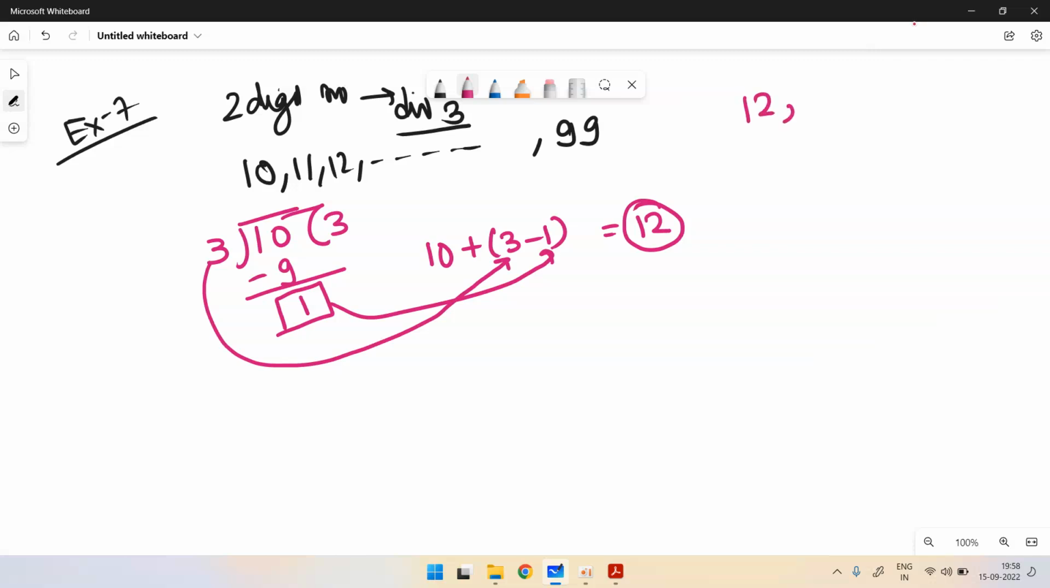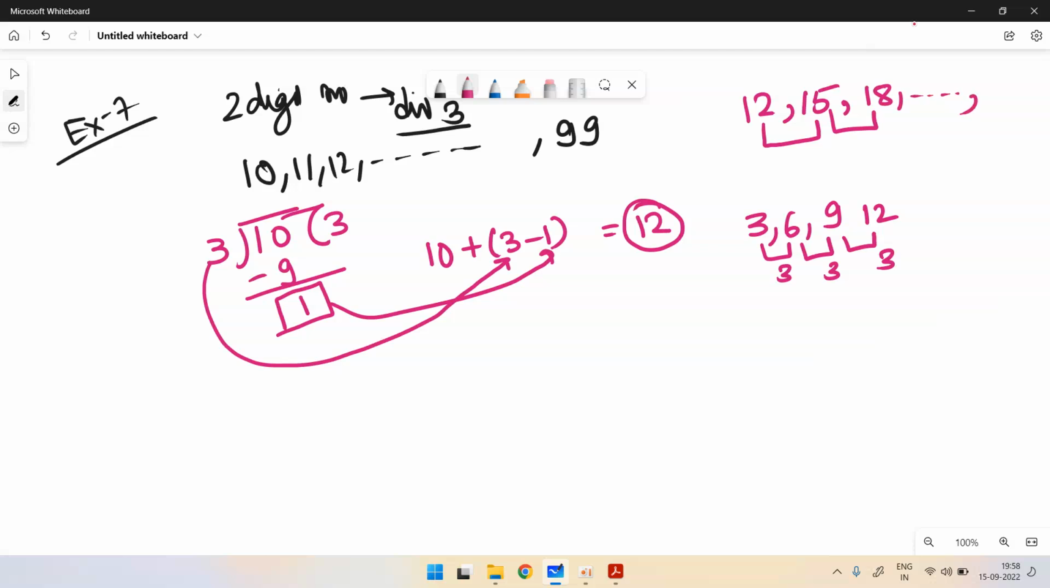Now if you see clearly the table of 3, which is 3, 6, 9, the difference is always 3. So from here it is inferred that the first number is 12, the next will be 15, that is 12 plus 3, and its next number will be 18, and so on. What is my last number?